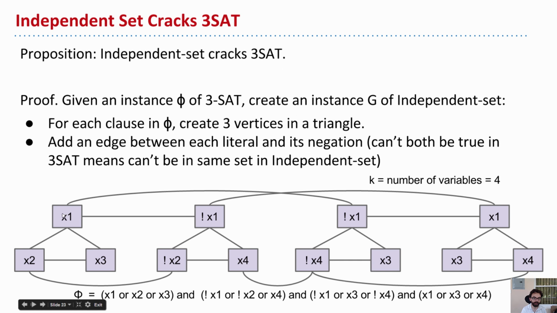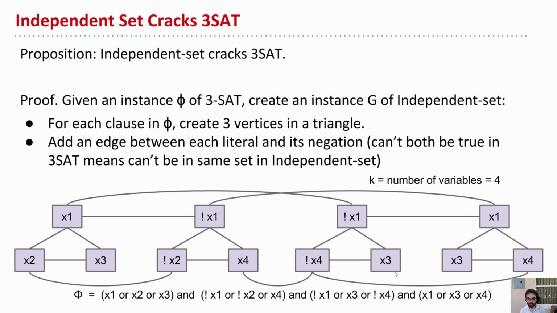And then what I'm going to do is, after I've added those 3 vertices in a triangle, I'm going to add an edge between each literal and its negation. The intuition being they can't both be true in 3-SAT, which means they can't be in the same set in the independent set. Okay? So in other words, imagine here that we have the 3-SAT expression, x1 or x2 or x3, and not x1 or not x2 or x4, and not x1 or x3 or not x4, and x1 or x3 or x4. Okay? How do we find a set of variables x1, x2, x3, x4 that satisfy this?